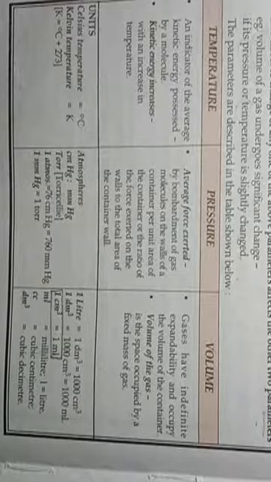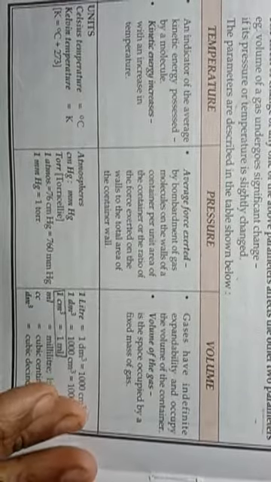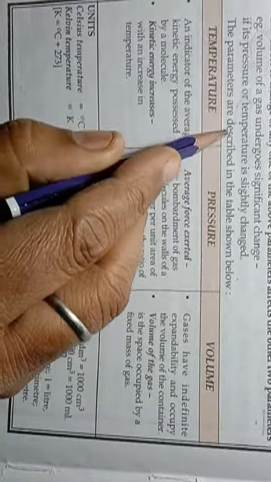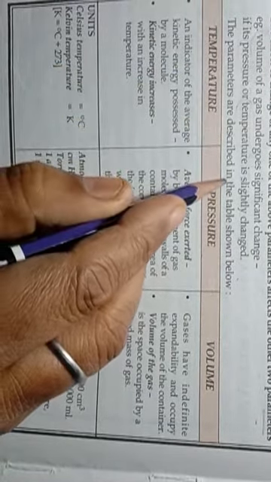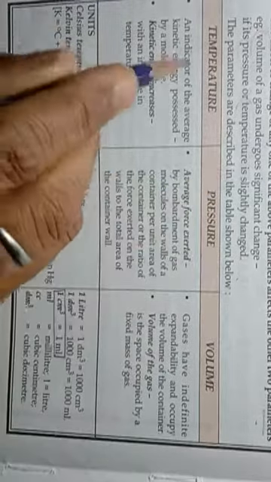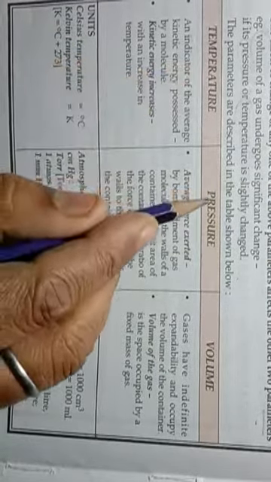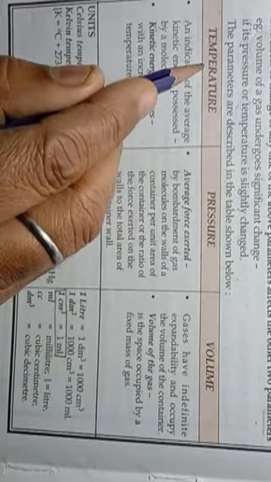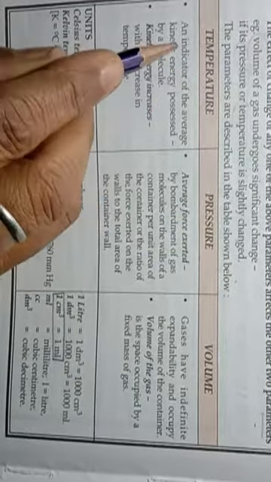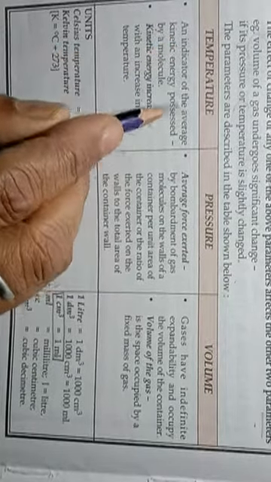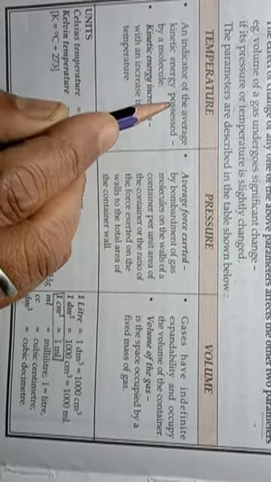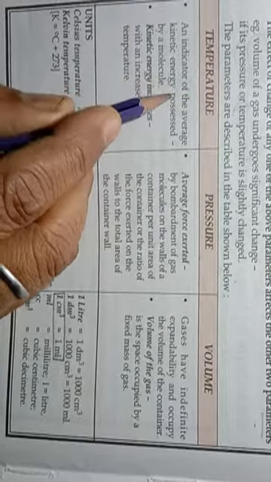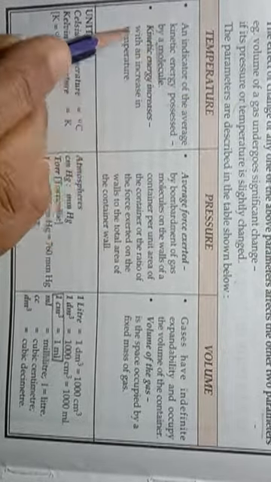Hello children, in this lecture we will start with the parameters related to gaseous behavior. As you all know, there are three parameters: temperature, pressure and volume. The first parameter is temperature, an indicator of the average kinetic energy of the molecules.